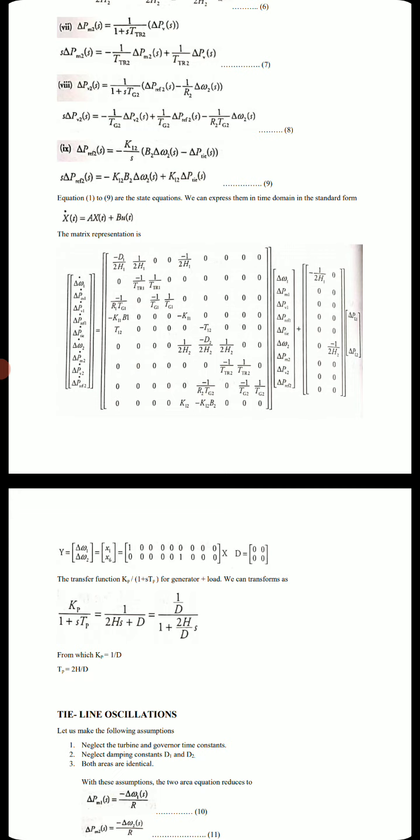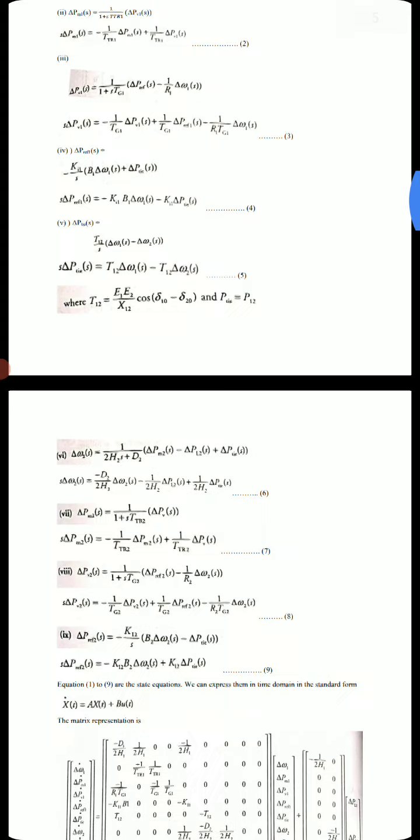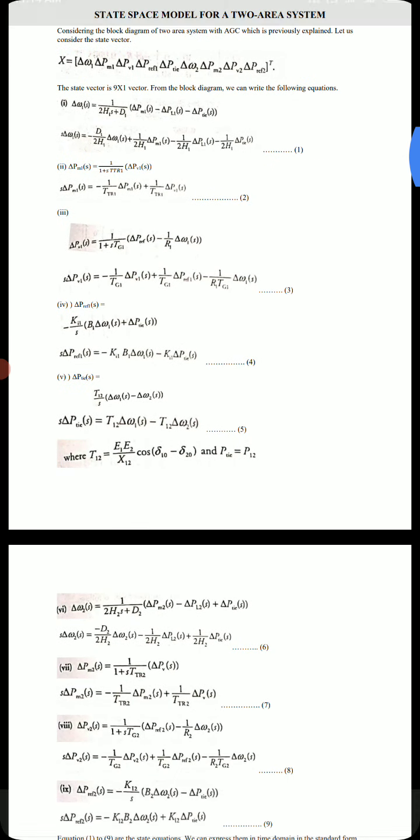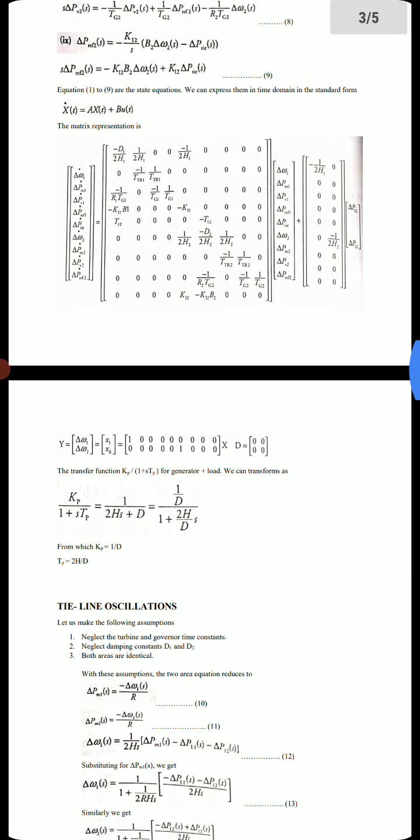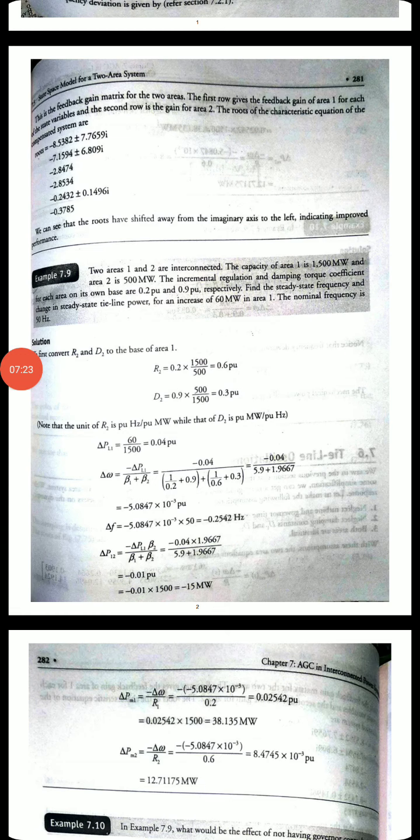So this is regarding the state space model of the two area system. See, this is purely theory part. You have to write down the things starting from the block diagram to these equations. Okay, so we will see one problem on this. Next we will move to the tie line oscillations. Before completing this one, we will go for one problem. We will see the problem, and later we will go for the tie line oscillations.